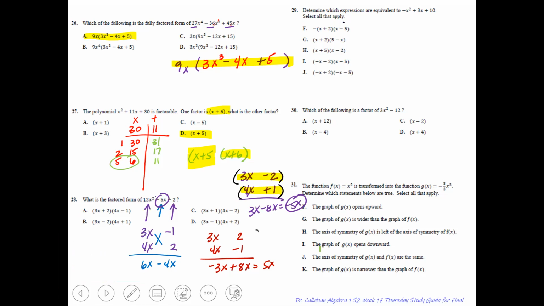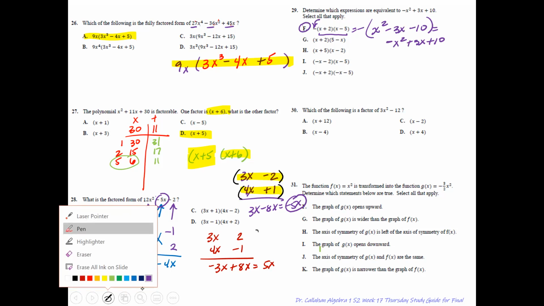Question number 29 says, determine which expressions are equivalent to this. So first I'm going to FOIL this, which is going to give you an x squared minus 3x minus 10. Don't forget your negative here, which makes that into a negative x squared, positive 3x, positive 10. And it does equal that, so that's the first one.